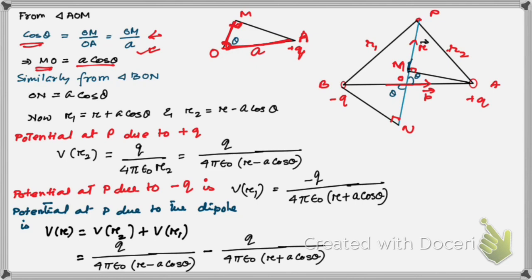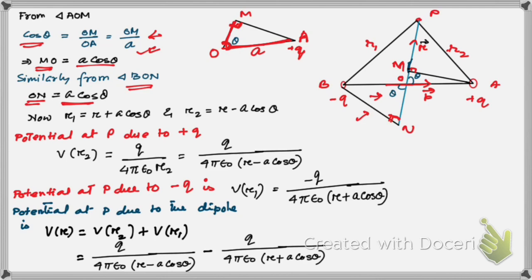And similarly, from this triangle BON, here this is the right angle, and BO is the hypotenuse and its length is also A. With respect to this angle, we can take this as the base and this one is perpendicular. So with the help of trigonometry, we will get ON equal to A cos theta.